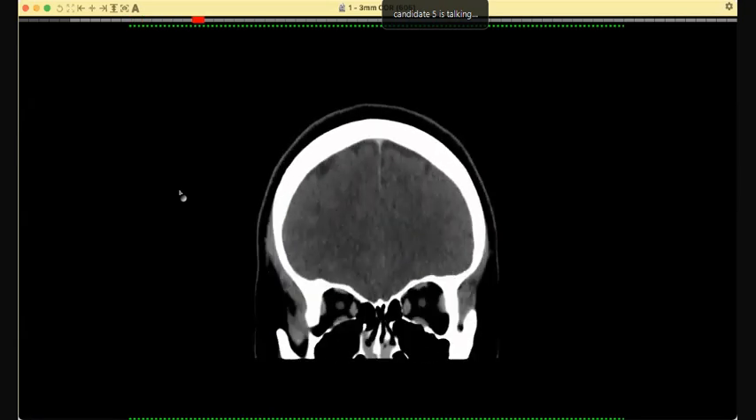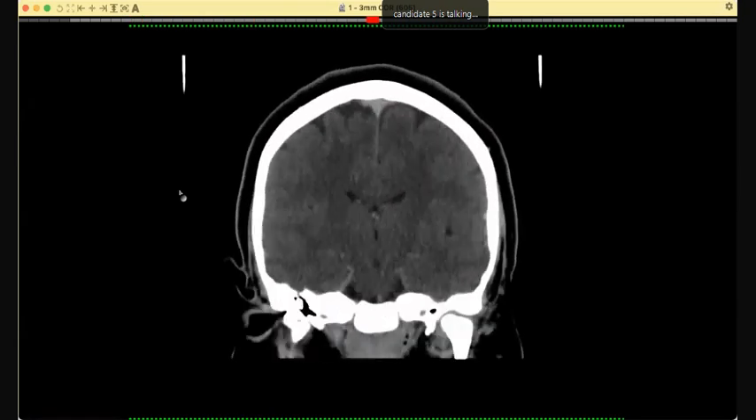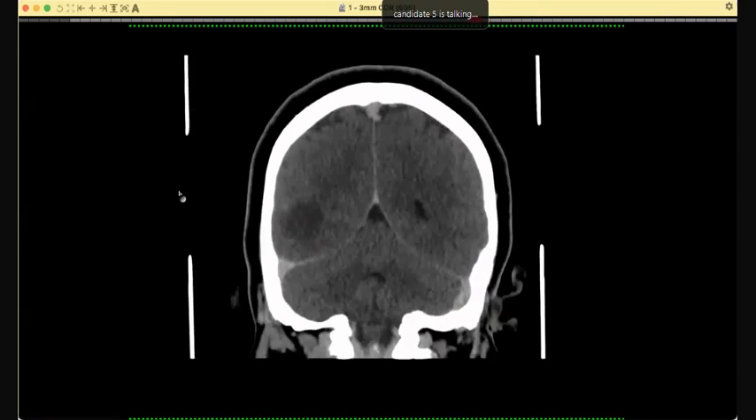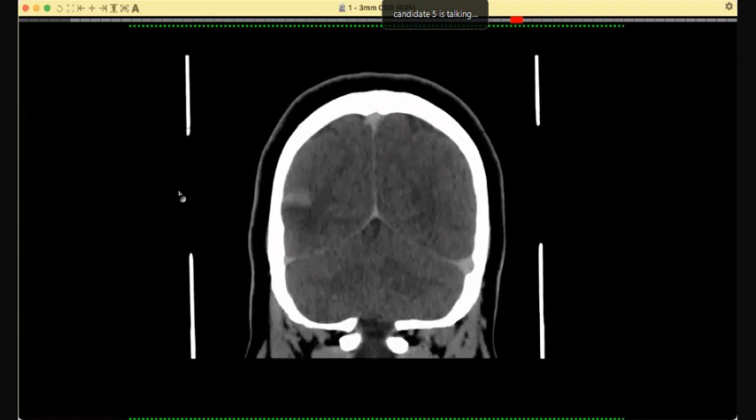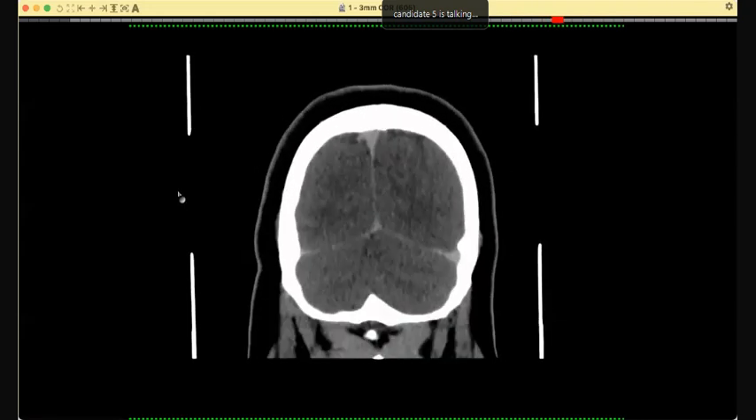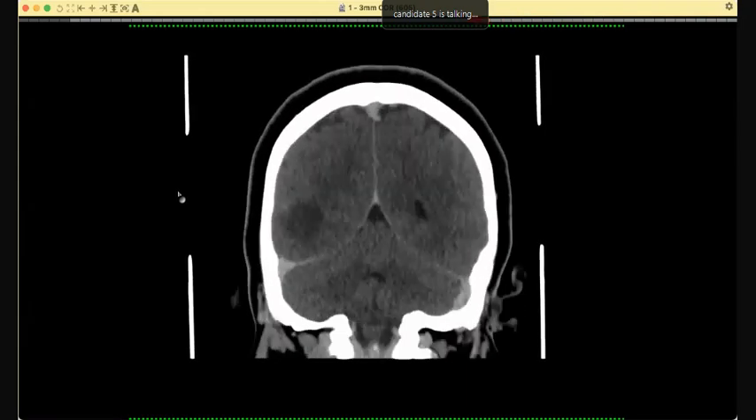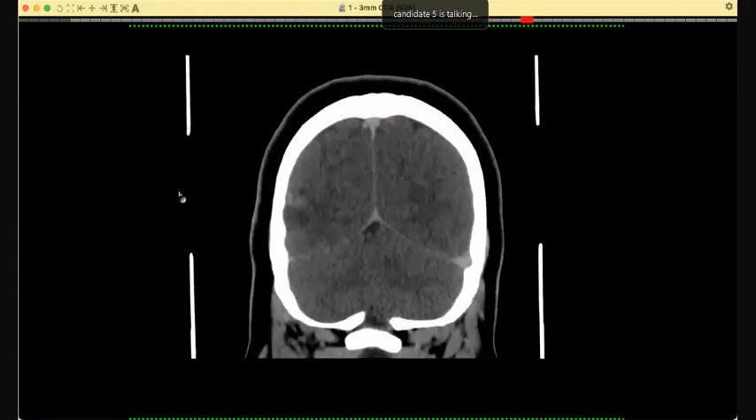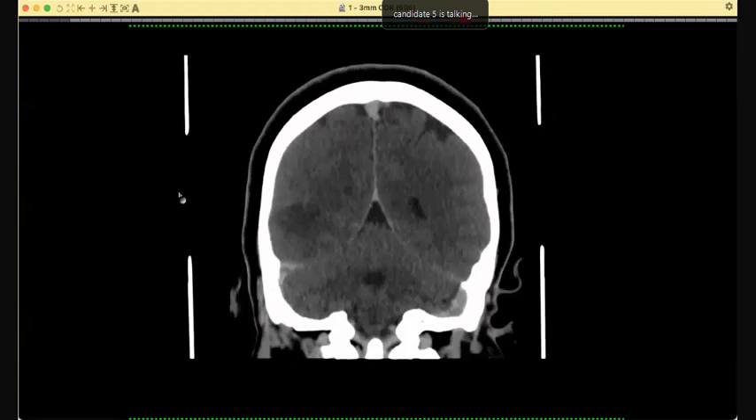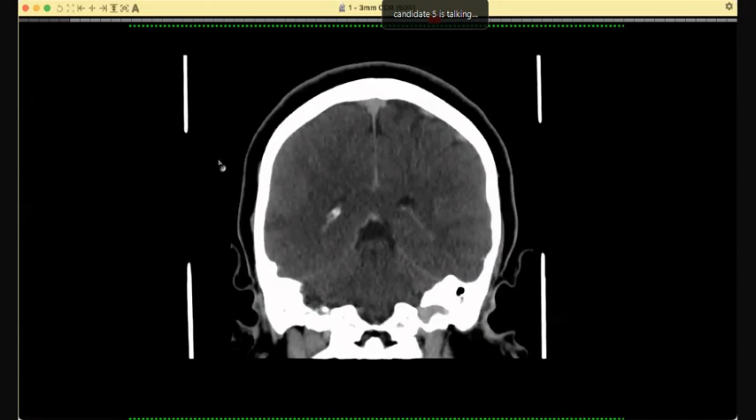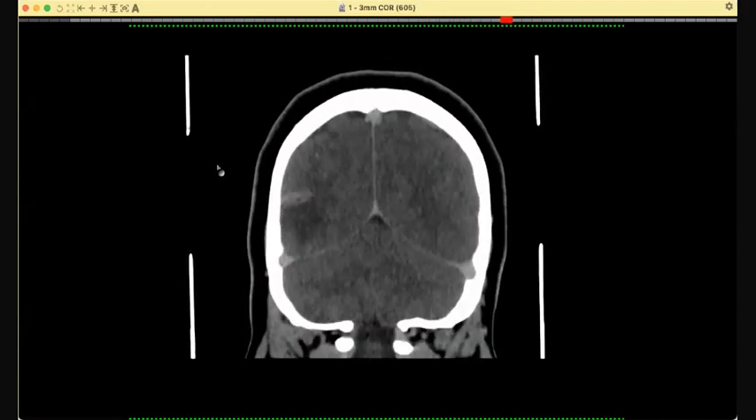Again, in these coronal sections, I can see similar findings. There is some gyriform kind of enhancement in that area as well. Besides that, I don't see any other significant finding. So till now, what do you think is happening?